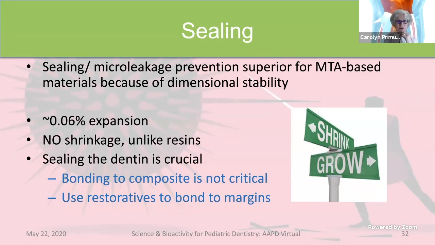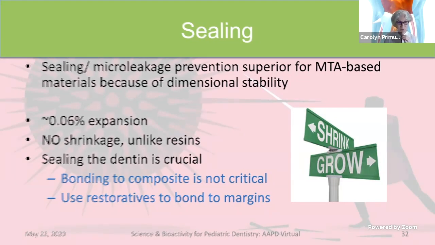Now, some lecturers have brought up that there won't be a bond of MTA to composite, and that is correct. But you don't need the bond to composite. You need to place a restorative material over MTA and seal the margins. But MTA is doing its job of protecting the pulp.